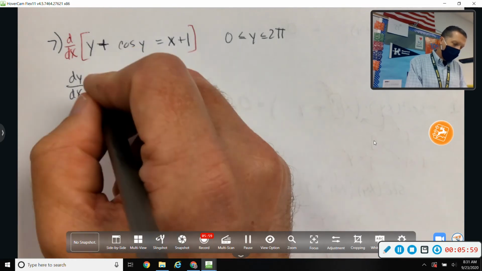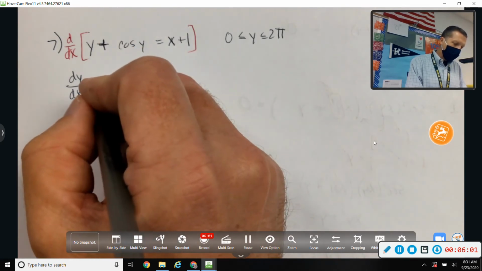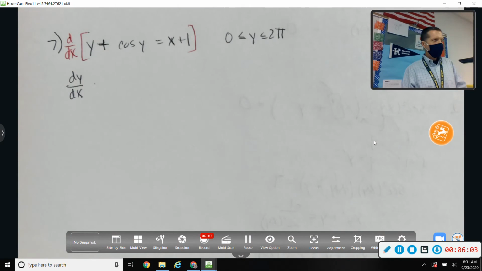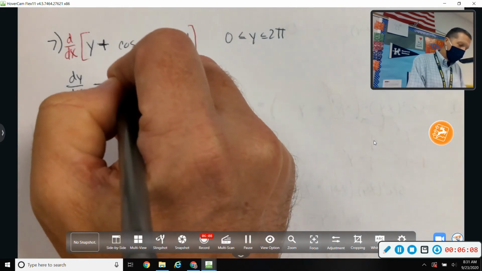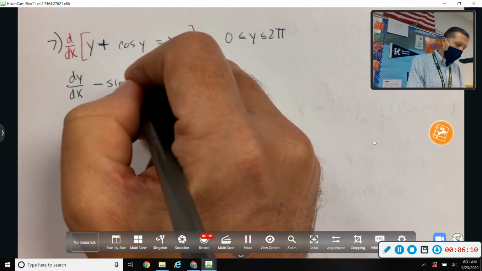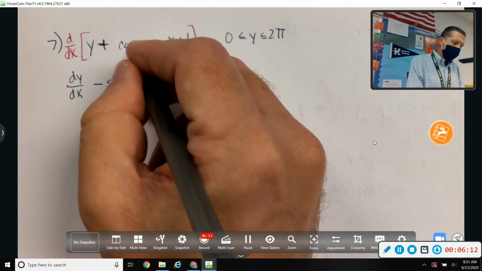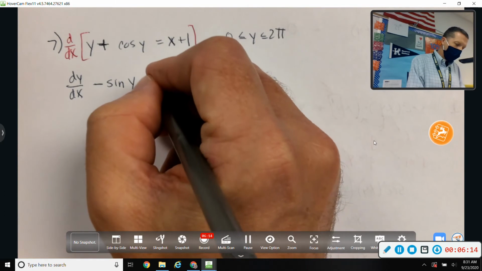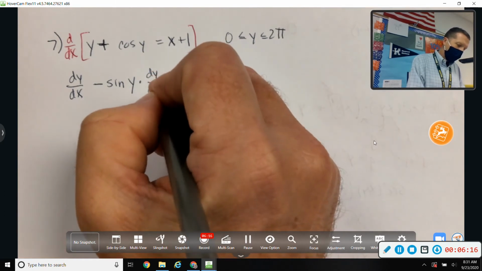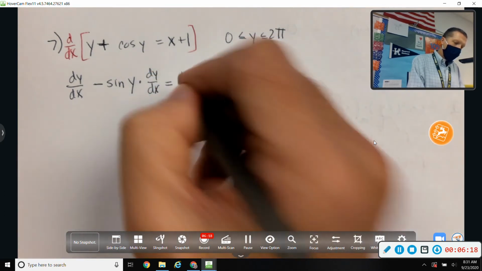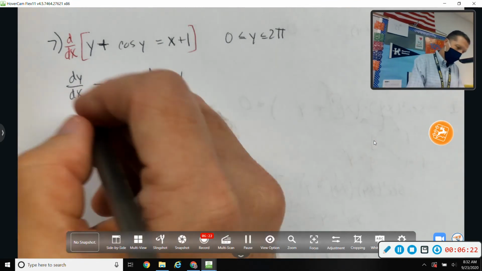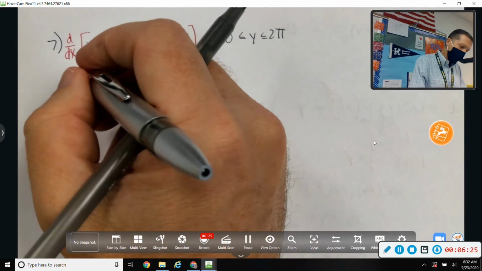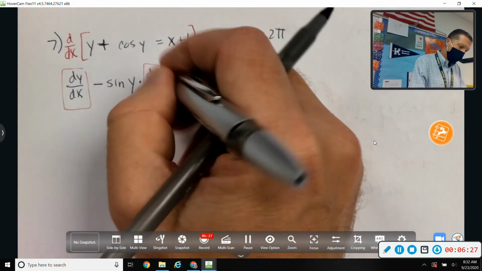All right, cosine. What's the derivative of cosine? Negative sine. This is a bit of a chain rule, so leave the y alone. We took care of the cosine. Now we'll take care of the y. dy/dx equals 1. Okay, calculus is over. Now it's time for algebra.